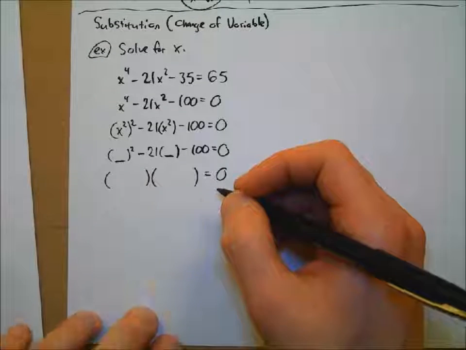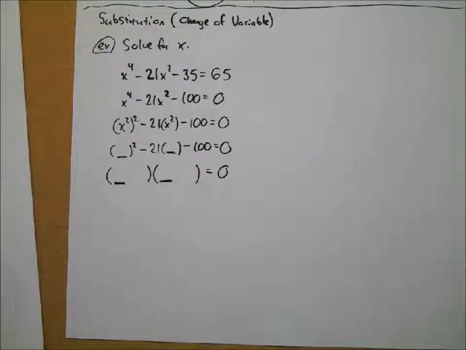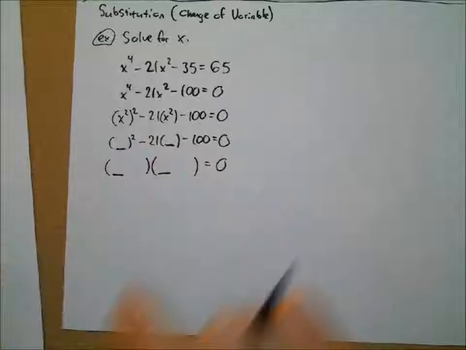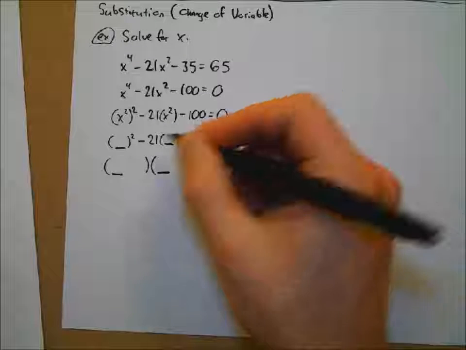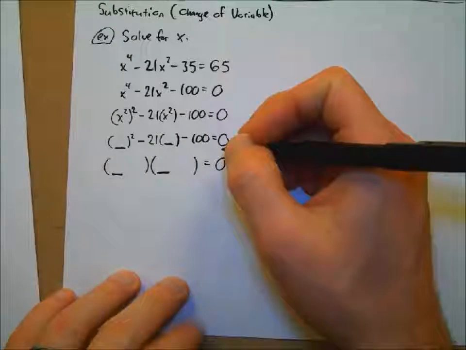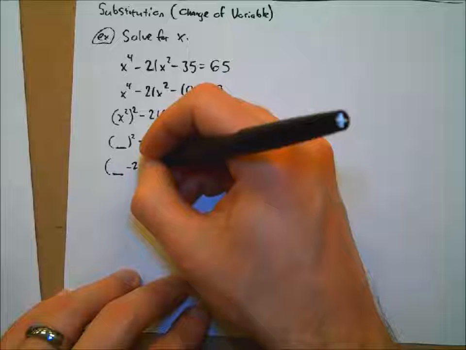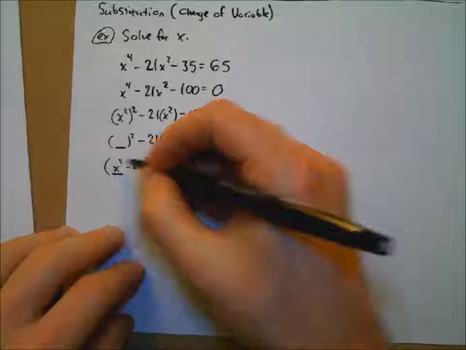The first terms are going to be that blank, because the blank times the blank gives us that blank squared there. Now we need to look for two numbers that multiply to negative 100 and add to make negative 21. What are the two numbers that do that? Negative 25 and positive 4. So minus 25, plus 4. But what goes in those blanks? x squared does, in this case.